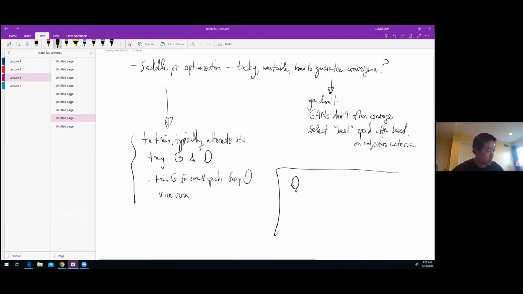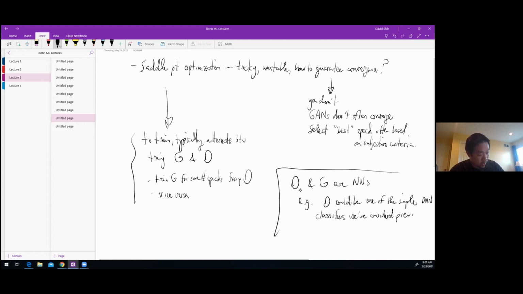So the discriminator and generator are neural networks. And just like any neural network, you have the choice of what architecture to use. For example, D could be the discriminator. It's a classifier, so it could be one of the simple DNN classifiers we've considered previously. And then, yeah, your question is, what is the generator?